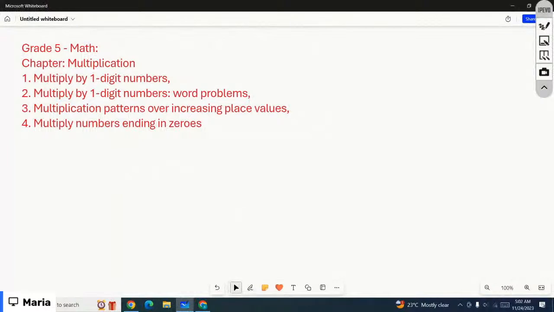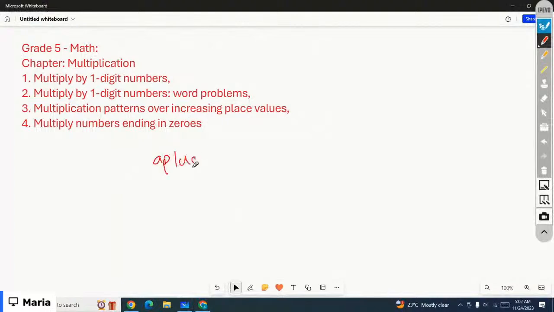For grade 5 math, you can find all the lessons on aplusstudents.com. You have to log in there using your email address and password as provided by the administrator. Then select math from the subject tab, scroll down to grade 5 and click on view all lessons. There you can find a list of the chapters.